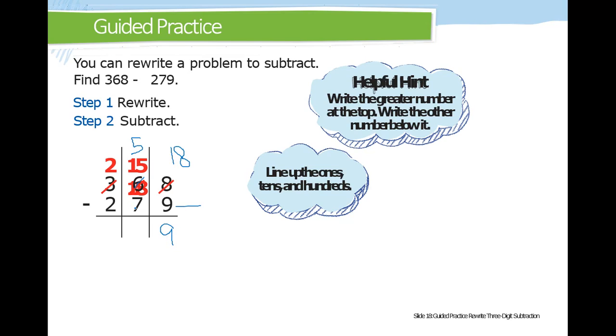5 minus 7, it's not going to work. We need to regroup. Why? Because we cannot subtract 7 from 5. We're going to cross 5 to become 15. 15 minus 7 equals 8. And we have already crossed 3 to become 2. 2 minus 2 equals 0. The answer is 89.